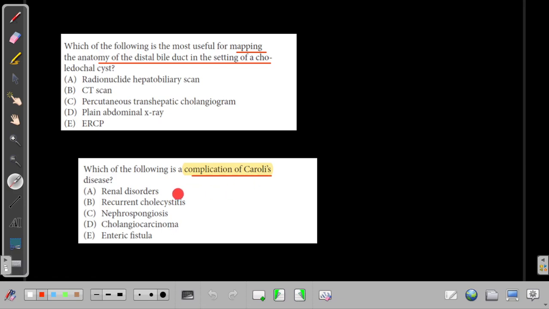Which of the following is a complication of Caroli disease? Renal disorders, recurrent cholecystitis, nephrospongiosis, cholangiocarcinoma, enteric fistula. Go for cholangiocarcinoma. Cholangiocarcinoma is a complication of Caroli disease.